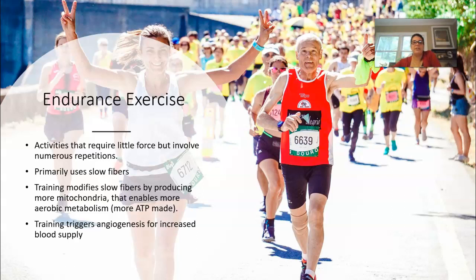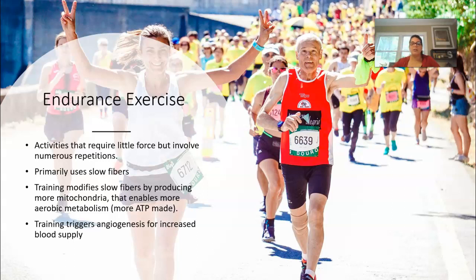So endurance exercises are activities that require little force but involve numerous repetitions, and they are primarily going to use the slow fibers. When you are doing endurance training, training will help modify the slow fibers by producing more mitochondria. And if you have more mitochondria, you can make more ATP in the presence of oxygen. So more aerobic metabolism can occur, and you're becoming more efficient at making ATP.